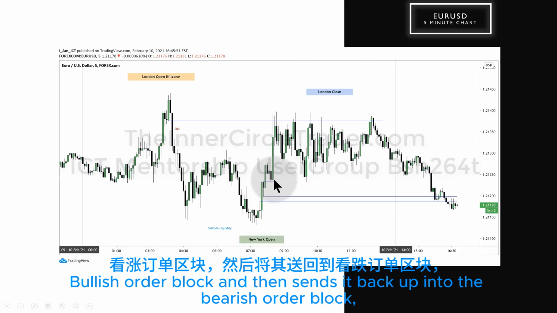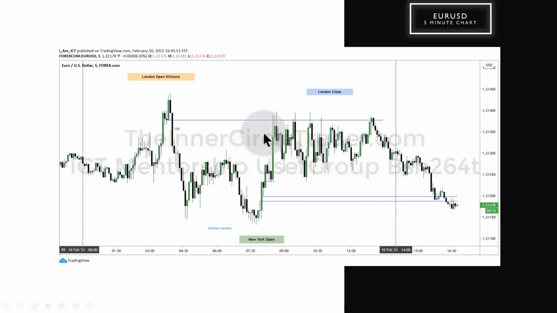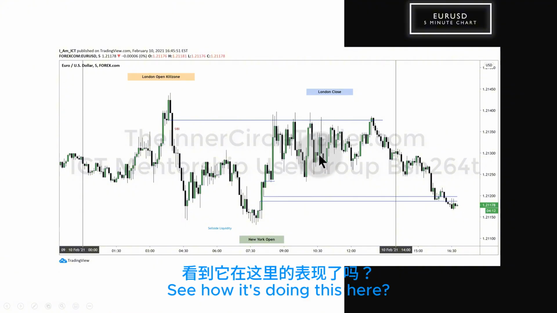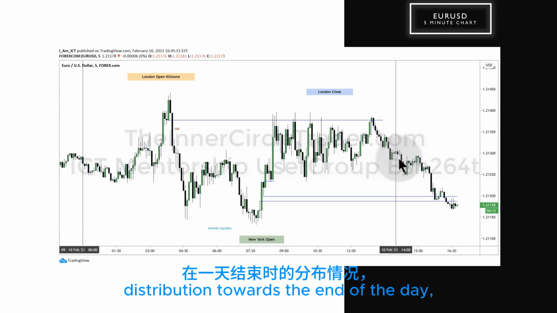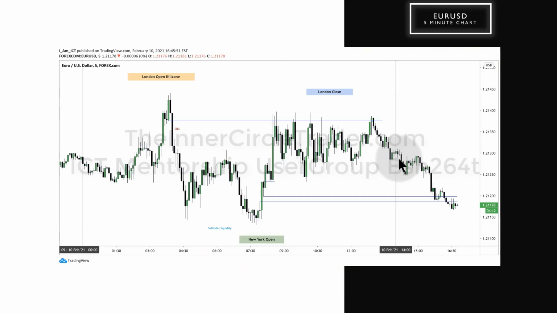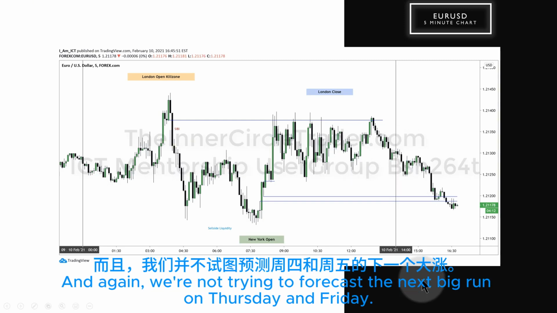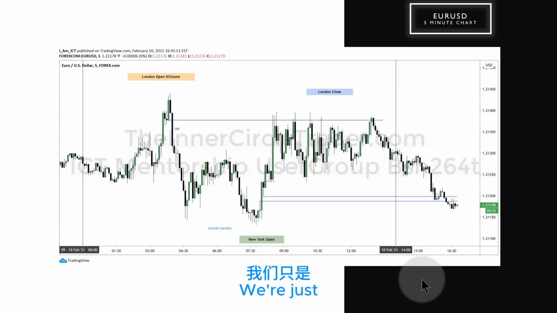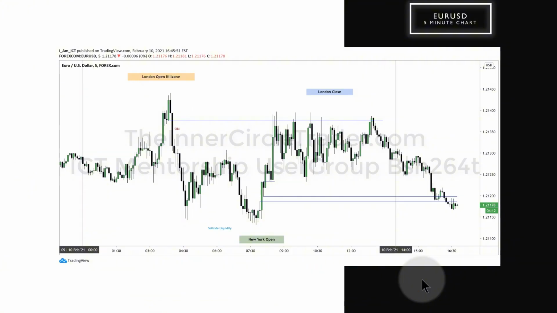Bullish order block, and then sends it back up into the bearish order block, rebalancing sell side imbalance, buy side inefficiency. And then consolidates. See how it's doing this here? And then rolls into some distribution towards the end of the day, around 2 o'clock. So basically it's a consolidation day. And again, we're not trying to forecast the next big run on Thursday and Friday. We're just spectating and seeing what we can find in the study of the action.